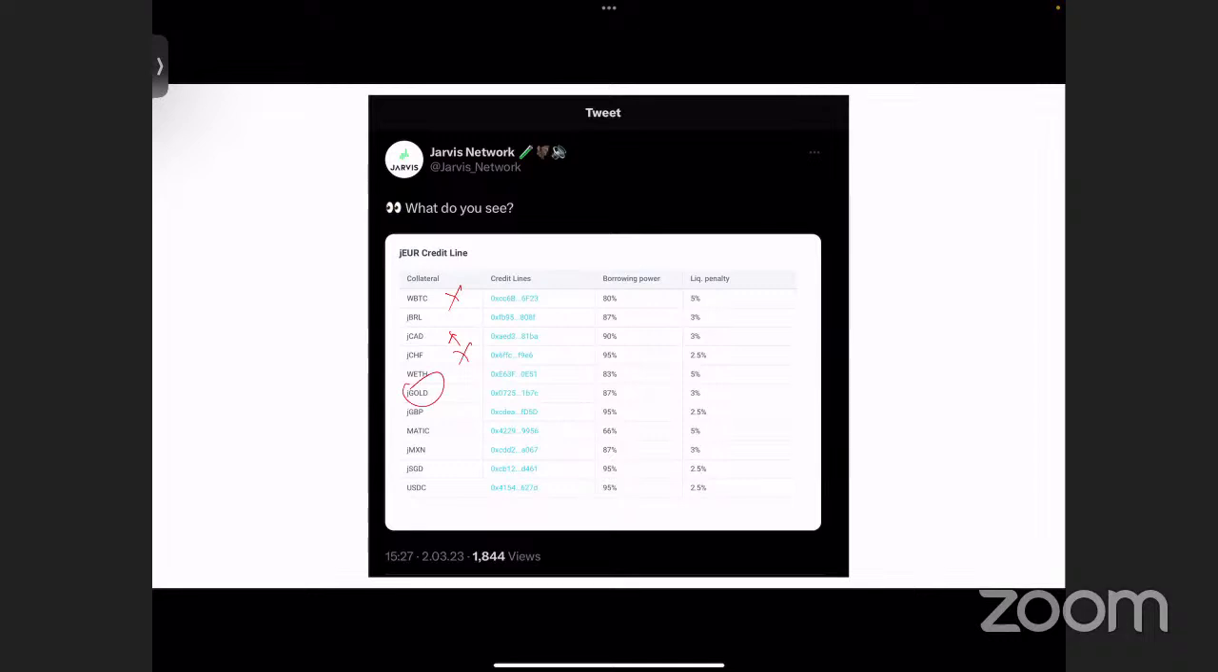If you are a gold enthusiast, you can deposit gold, borrow JEuro. So you have an exposure to the gold and you generate yields and so on. Matic and so on and so on.